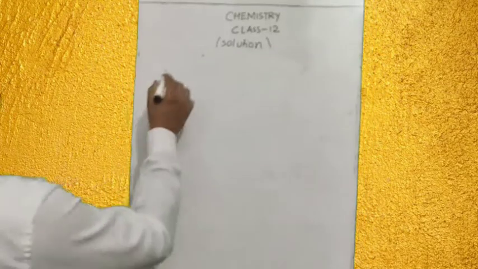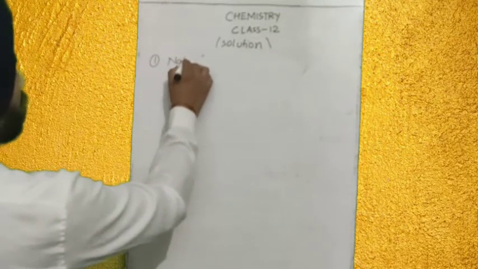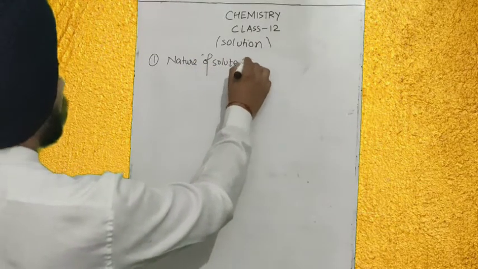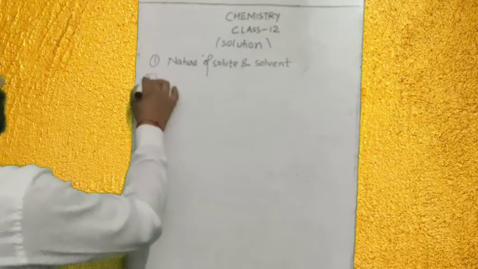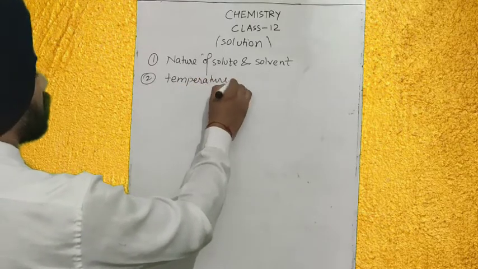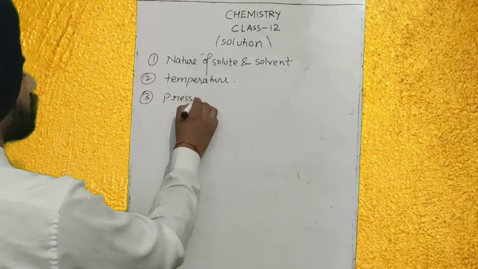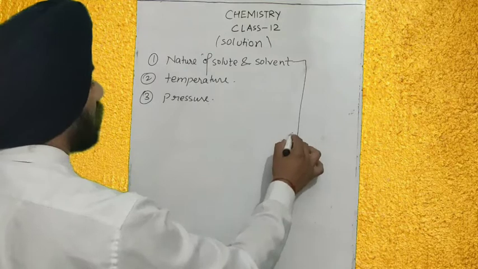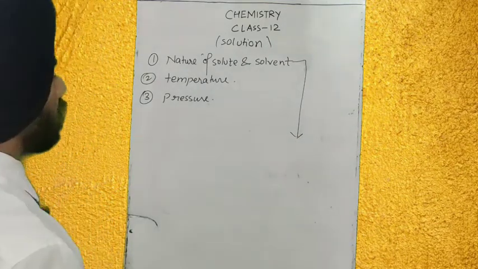Let's see what these factors are, out of which the first one is nature of solute and solvent. Second is temperature, and third is pressure. So how is the nature of solute and solvent affecting the solubility of a solution?